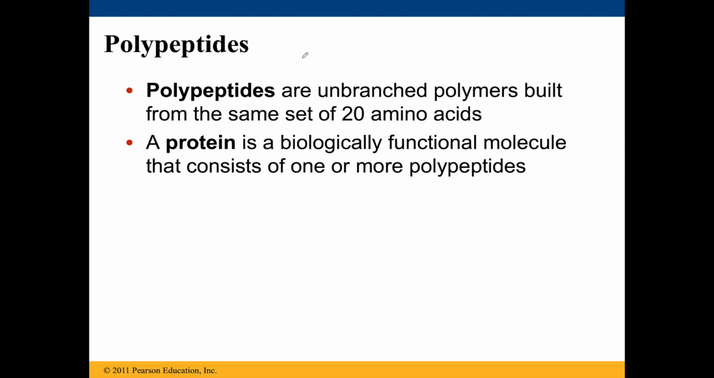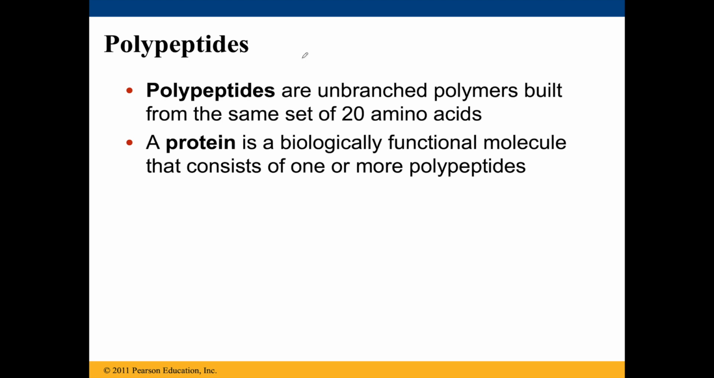Okay, in that regard, polypeptides are unbranched polymers built out of 20 different types of amino acids. And a protein is a biologically functional molecule that is made up of one or more than one polypeptide. So what that is saying, first, refer back to monomers and polymers. Remember, for example, a monosaccharide like glucose is a monomer that makes a polysaccharide like starch, glycogen, or cellulose, a polymer. That was for the carbohydrates. Remember, monomers are like the Lego pieces. Polymers are like the Lego castle you build.